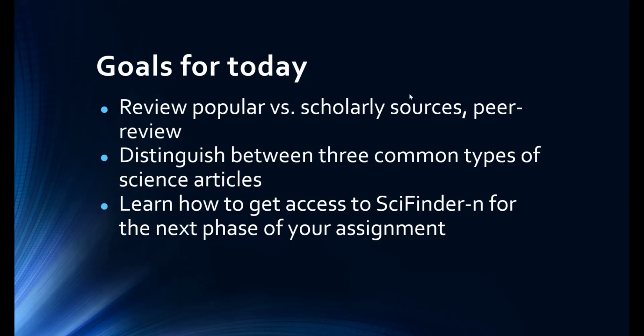This video is the first of three in support of the Chemistry 3500-3600 Library Lab assignment. Our goals for this video are to review the differences between popular and scholarly sources, including peer review, distinguish common types of science-focused articles, and learn how to get access to the SciFinder N database.